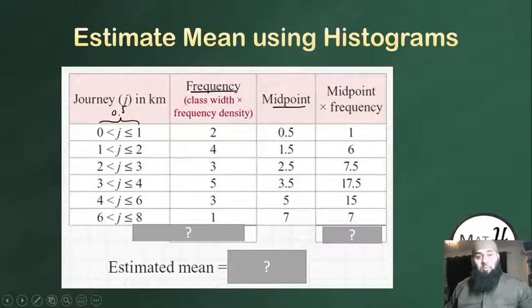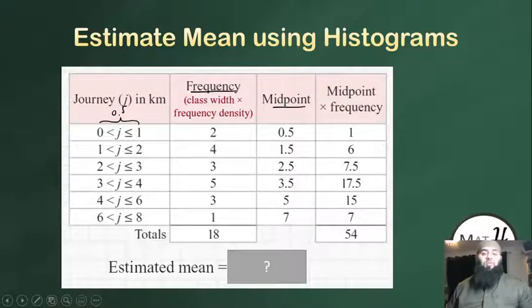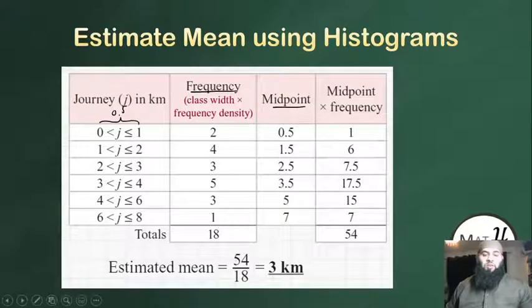So we found out the midpoint, we found out the midpoint times frequency, and now we have to add up all the totals for the frequency. So when we add up all the totals, we get 18. And when we add up all the totals for the midpoint times frequency, that will give us 54. And so to work out the estimated mean, we have to do the sum of midpoint times frequency divided by the sum of frequencies. So 54 divided by 18 gives us 3 kilometers.